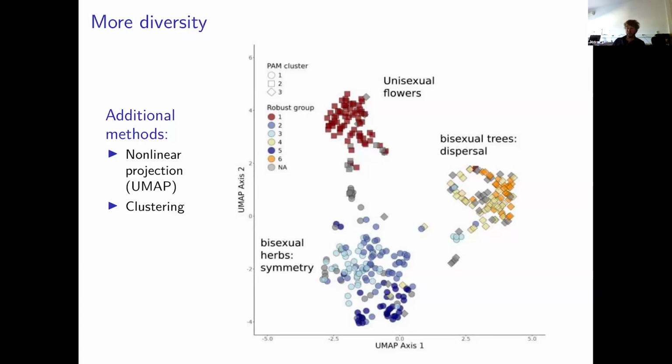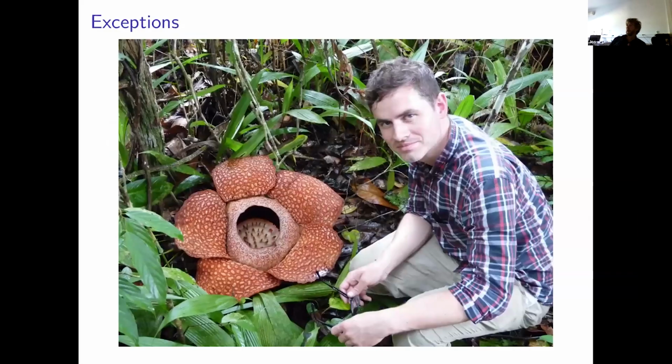But if you go in with clustering to look more into these groups, you also see that in the bisexual herbs there is floral symmetry, the actinomorphic and the zygomorphic flowers, which clearly sets them apart. This is indicated by these two colors. And among the trees, it's the way you disperse seeds. So it also points to the fact that more patterns are to be found when you go to smaller scale analysis.